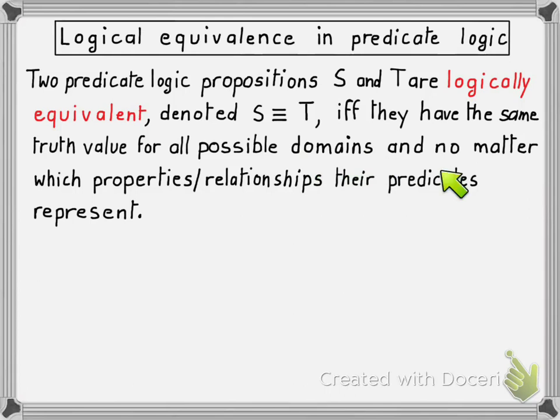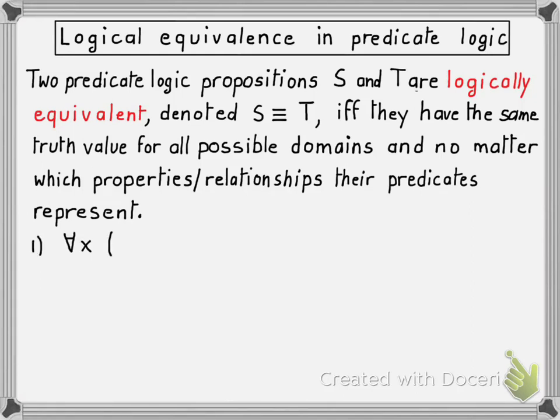And also, they have the same truth value no matter which properties or relationships the predicates in these propositions represent. So notice the definition is a little bit stronger than in propositional logic. In other words, you have more things to check to prove that two propositions are logically equivalent in predicate logic.